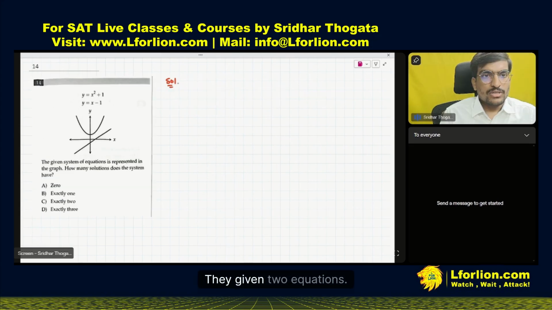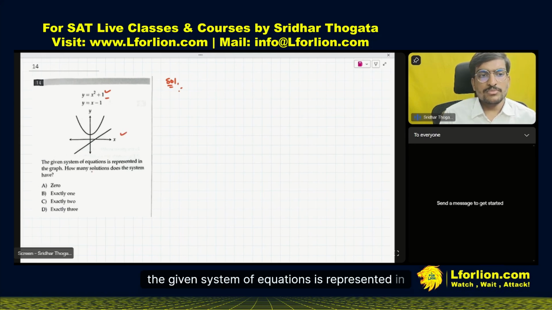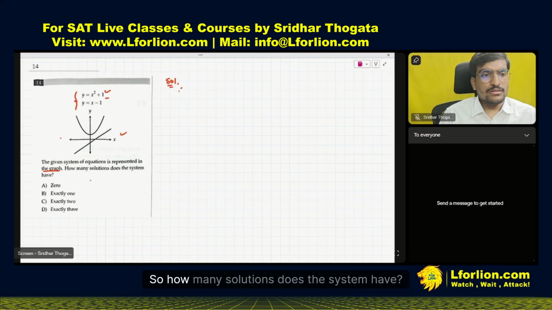Question number 14, they given two equations. They also given a graph. The given system of equations is represented in the graph. So how many solutions does the system have? It's 0 because they are not intersecting at any point.